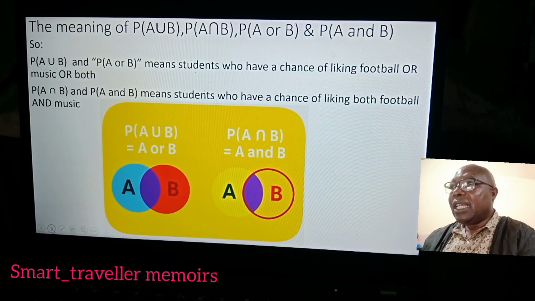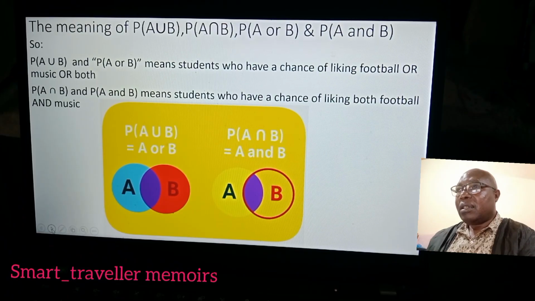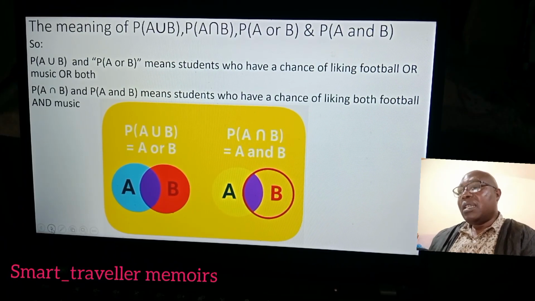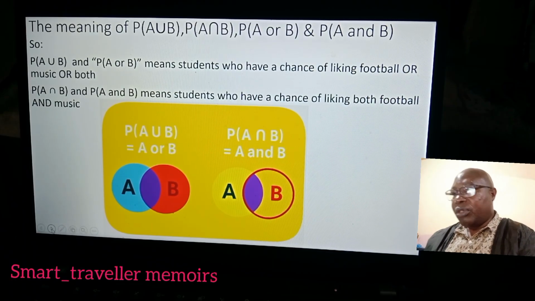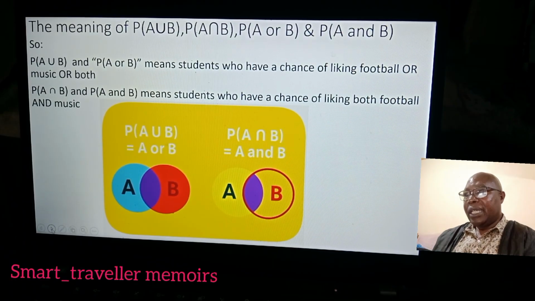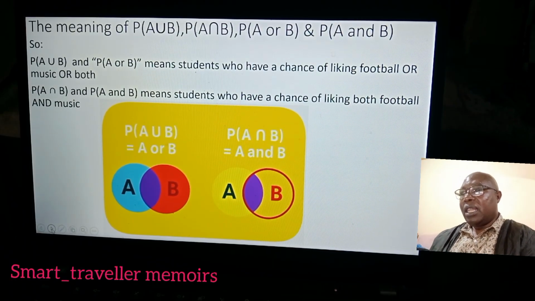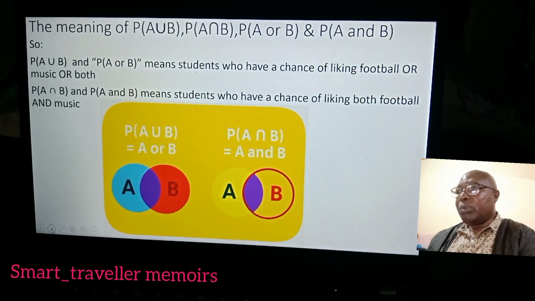P(A union B), or A or B, means all the people who are liking football or music or both. The purple is those who are both. The A are those who like football, and the B are those who like music.